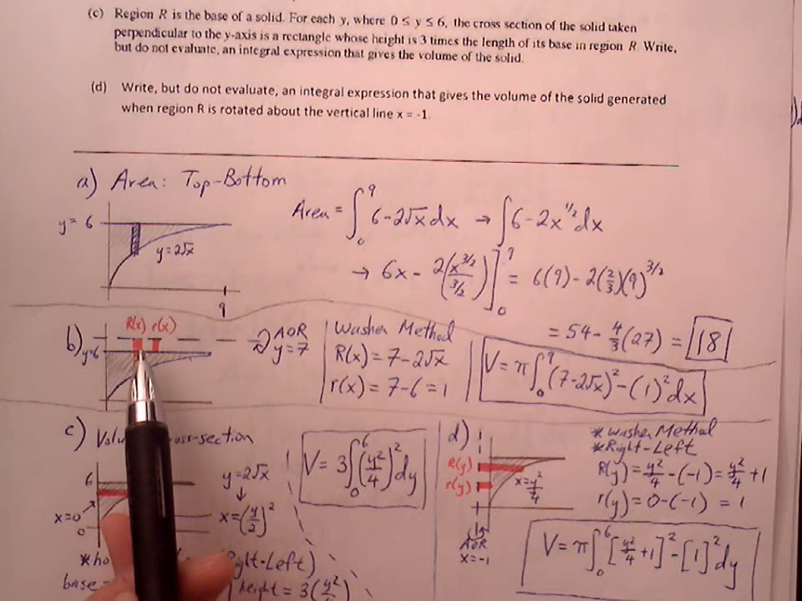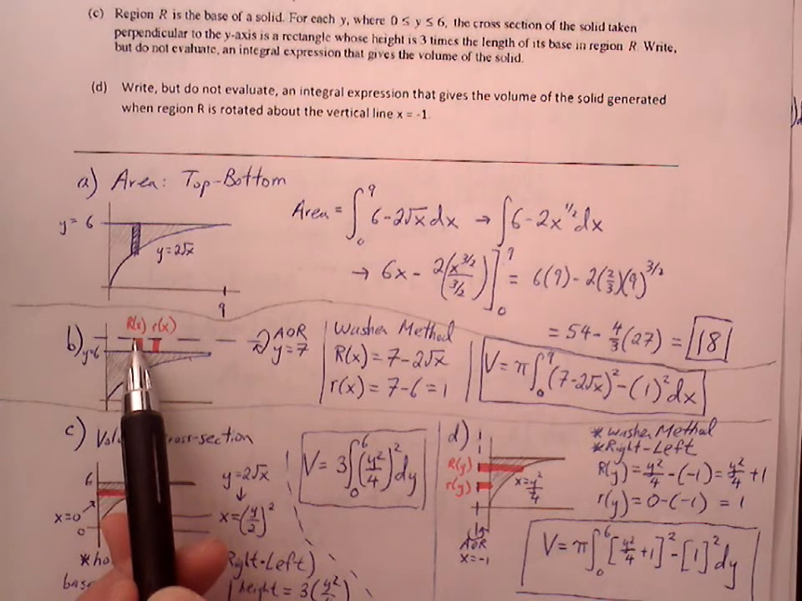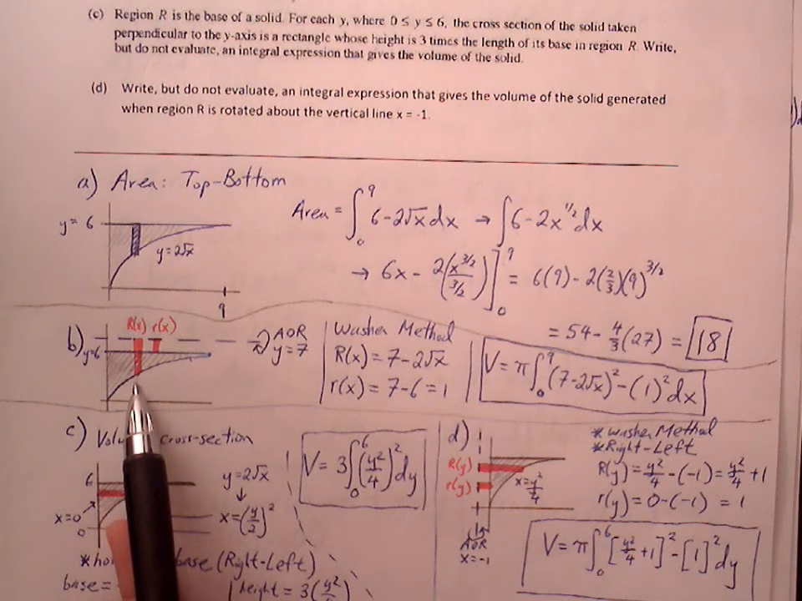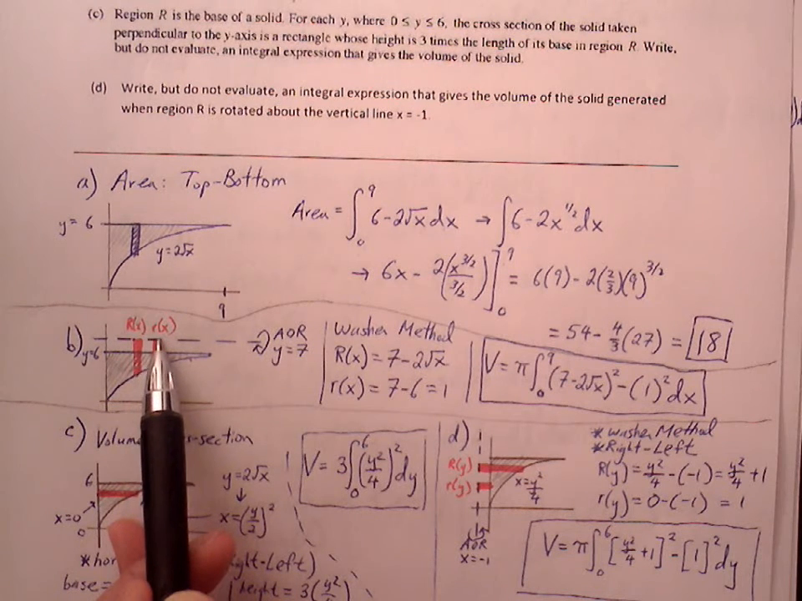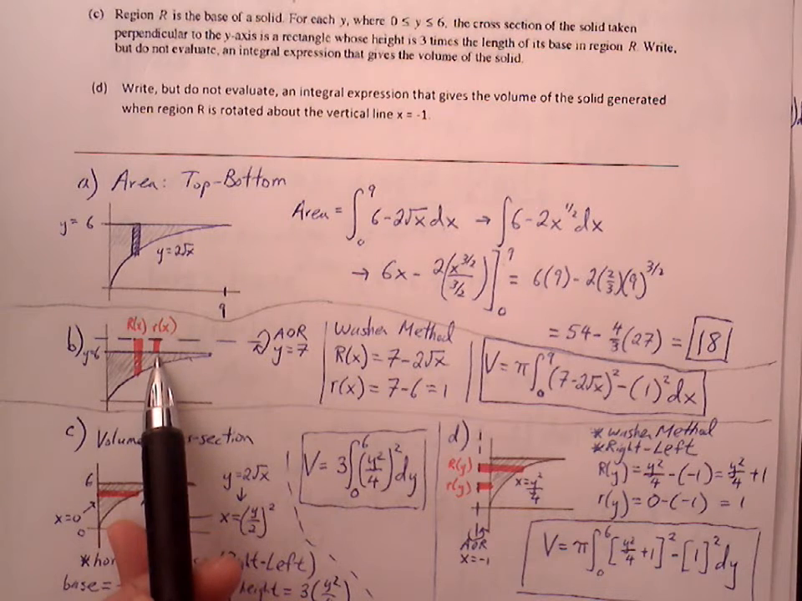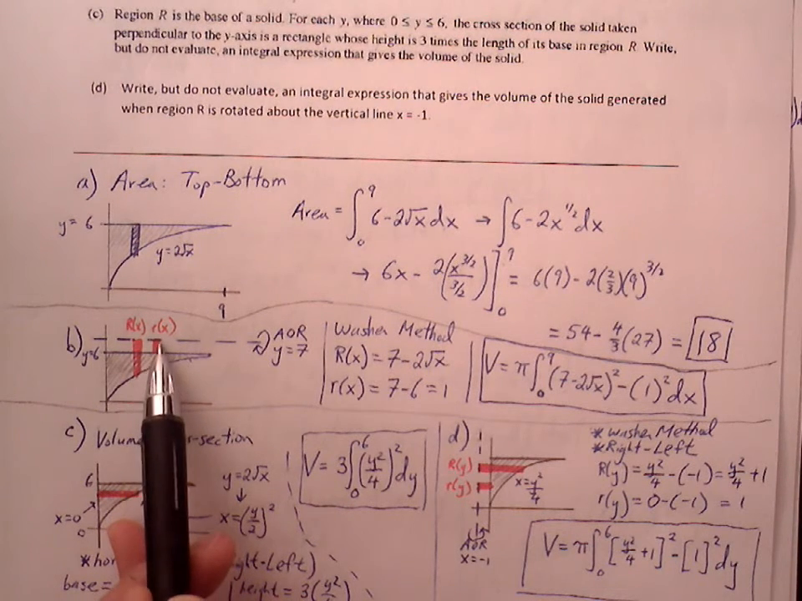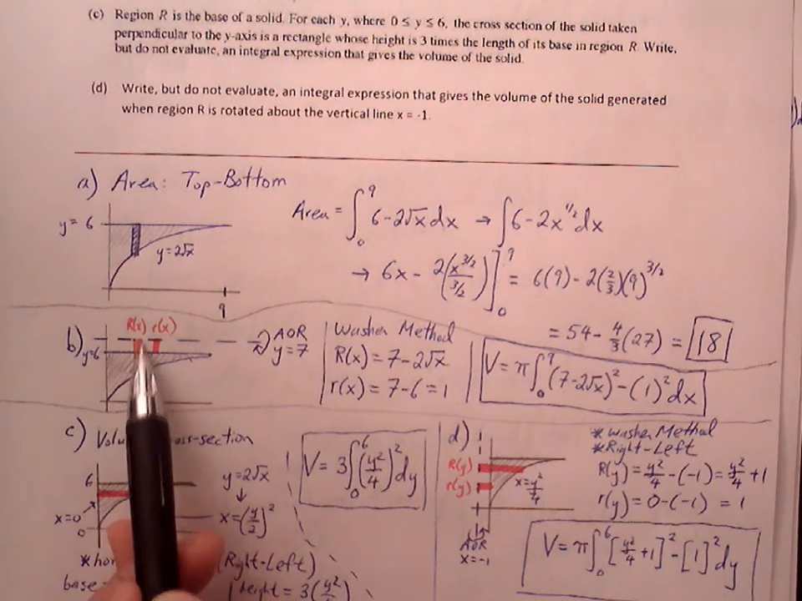So to do washer method, we're going to draw our two rectangles. Two radii. One radius, big R, starts on the dotted line and extends to the further boundary of our shaded region. And then little r extends from the dotted line axis to the closer of the two regions. So you can tell that big R is longer than little r. So we do top minus bottom.